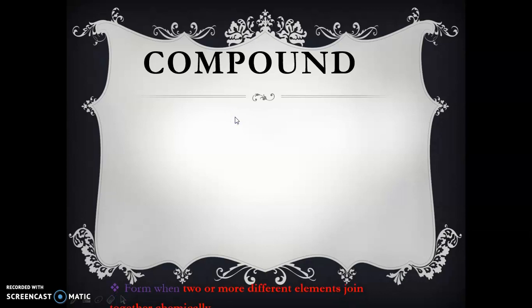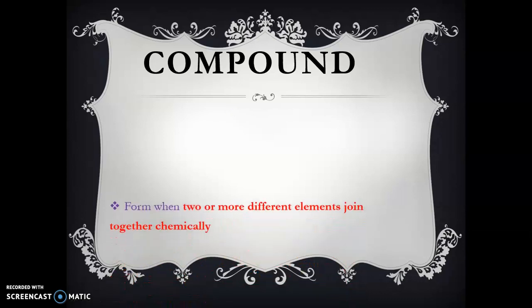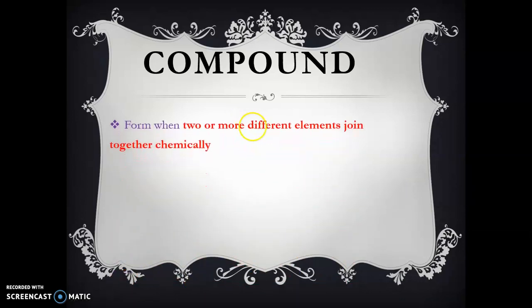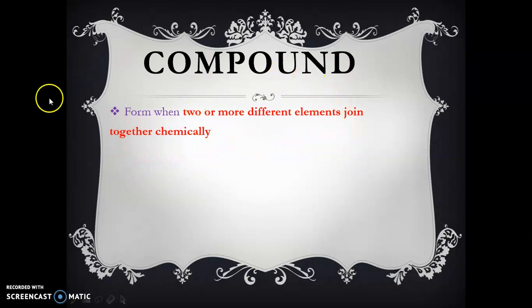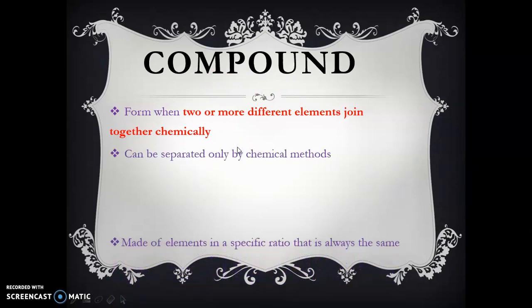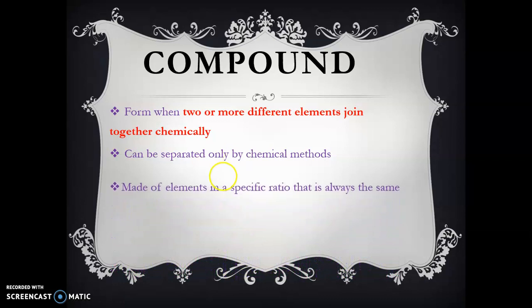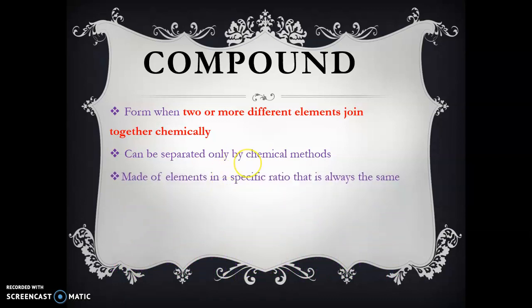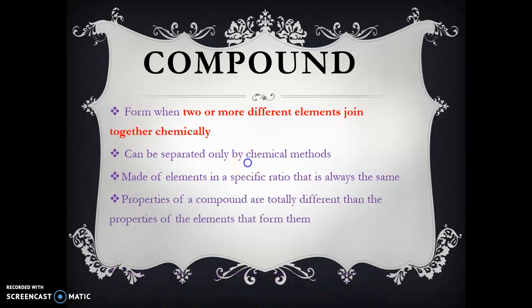When two or more different elements join together chemically, they form a compound. A compound can be separated only by chemical methods, and it is made up of elements in a specific ratio that is always the same. What does it mean?